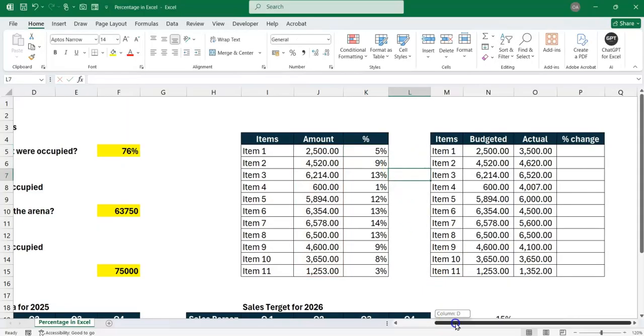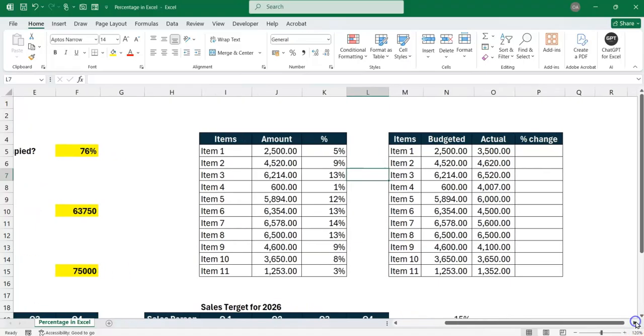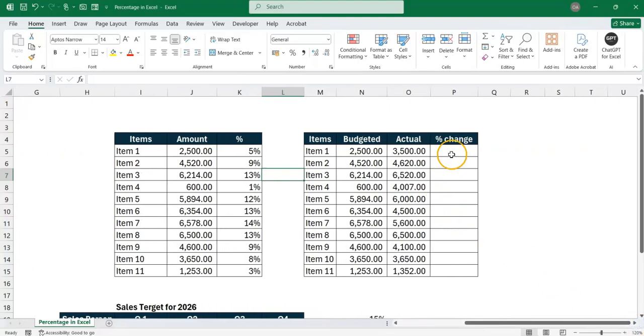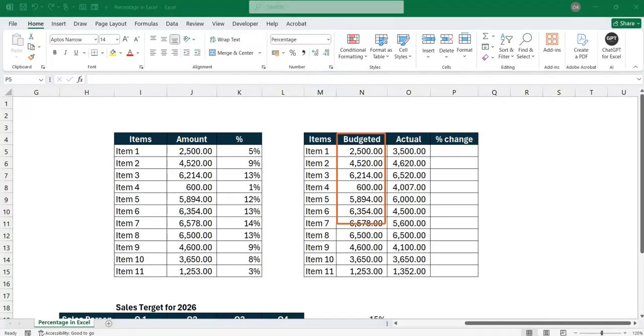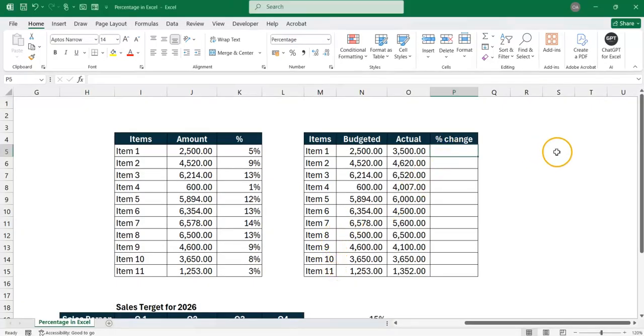And then here, let's look at a more complex example. We want to actually find percentage change. We have our budgeted values, we have our actual values, and then what is the percentage change for these particular items. Now, to find percentage change, the formula to actually use is the new minus the old divided by the old. That is the new minus the old divided by the old.